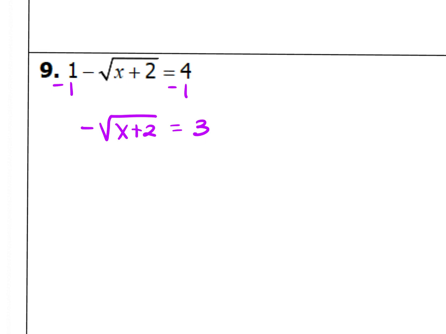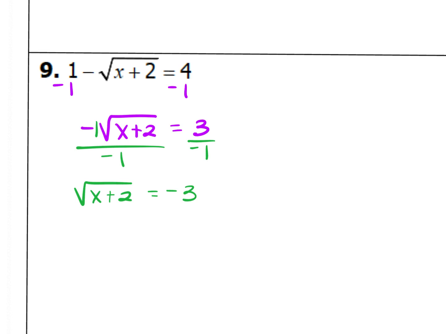Okay? Is it isolated? There's still a negative 1, okay? And a lot of people don't see it as a negative 1, which you don't have to see it as a negative 1 necessarily, but there is a number there. So to get rid of that negative 1, if you divide by negative 1 on both sides, then you get the square root of x plus 2 equals negative 3. Is it isolated? Now it's isolated.